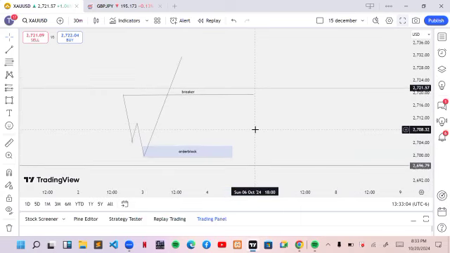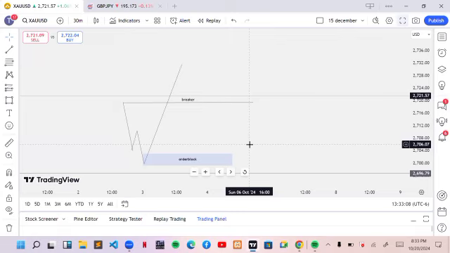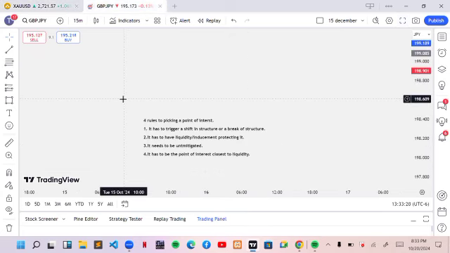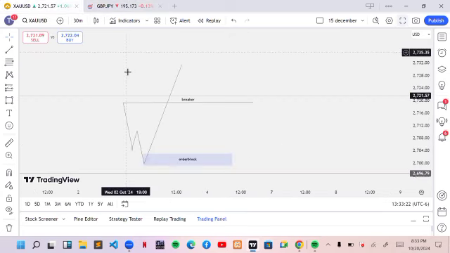Now, knowing when to use a breaker block or knowing when to use another block, use a breaker block when the first pullback that market makes did not mitigate that breaker block. I don't know if you understand what I mean. Remember, one of the rules says the point of interest needs to be unmitigated. Now, let's take a scenario like this.